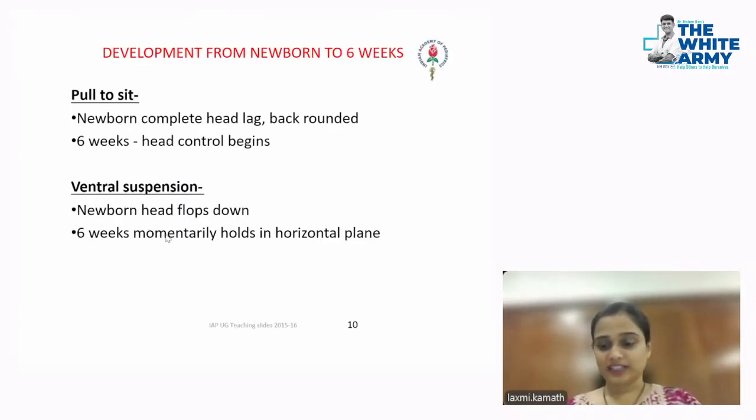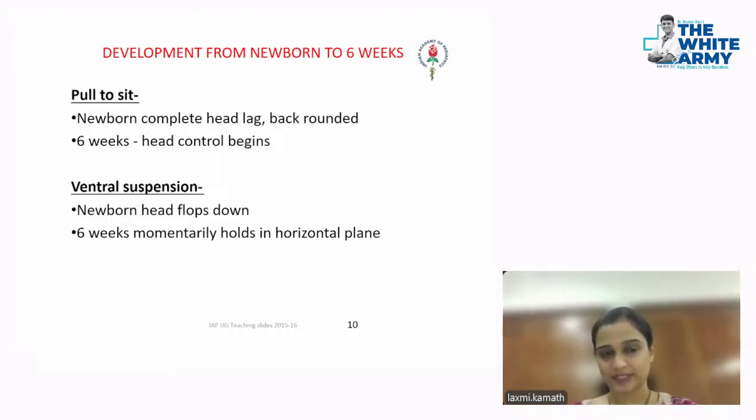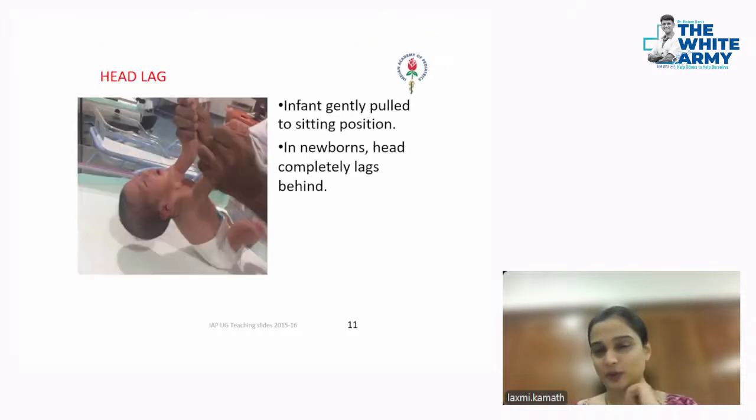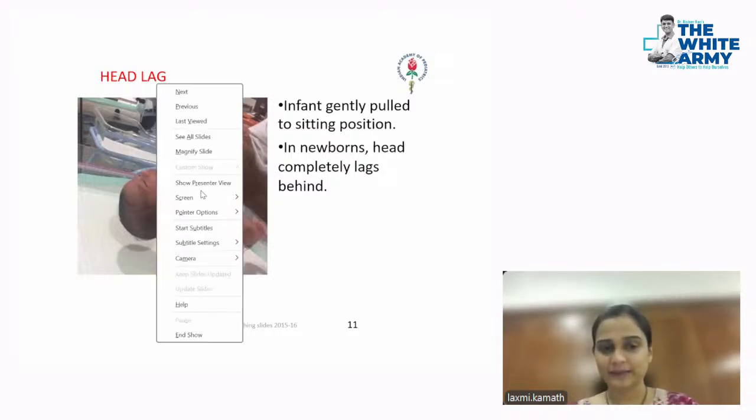Now coming to gross motor. In gross motor, what happens? We all know that neck control happens around 3 months of age. So till 3 months, neck control is almost nil, or it is just starting to develop. That is why when you pull the child to sit, there is complete head lag and the back is rounded. So this is how it is. When you pull the child, there is complete head lag.